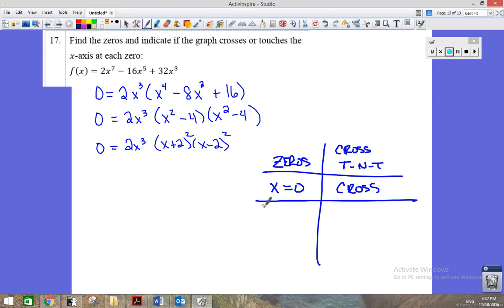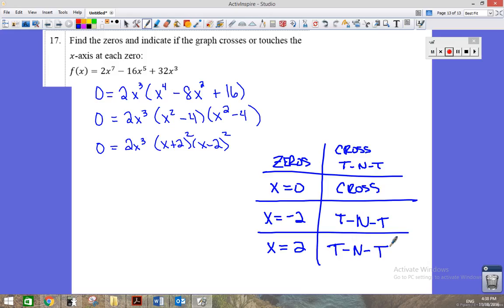Now here at x equals -2, since the multiplicity is even, it's doing a touch, or I call it touch and turn. Here, x equals +2, x minus 2, that's an even multiplicity, so it's another touch and turn. So that's what they wanted there for number 17.